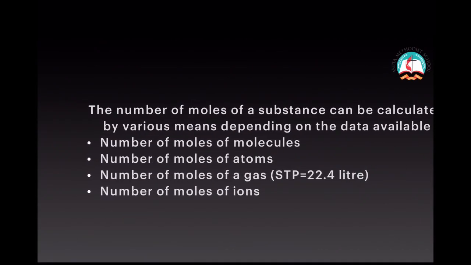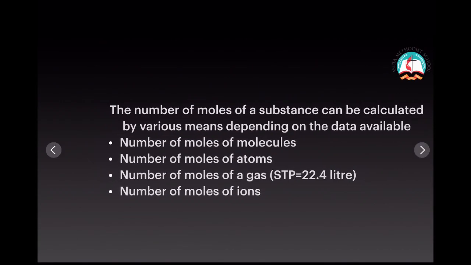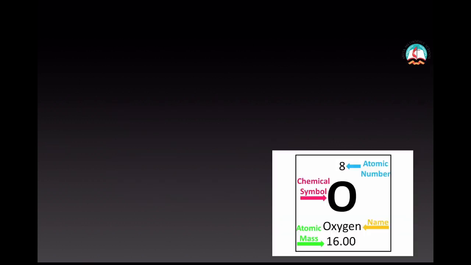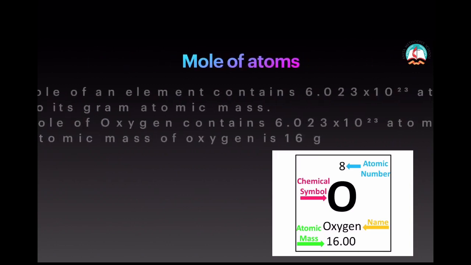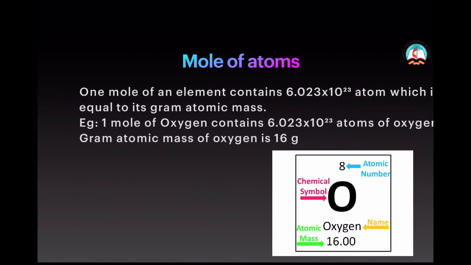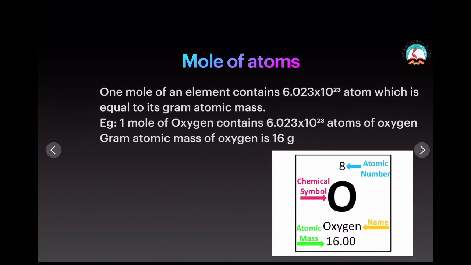Number of molecules of a substance can be calculated by various means depending on the data available as follows. Number of molecules, number of atoms, number of moles of gas, number of moles of ions. Number of atoms, mole of atoms. 1 mole of an element contains 6.023 into 10 to the power 23 atoms, and it is equal to its gram atomic mass.